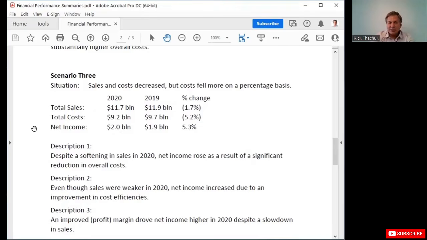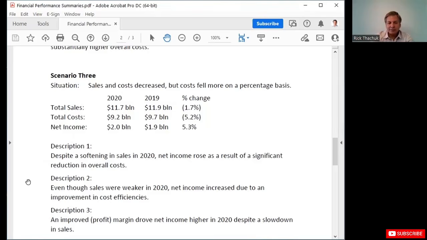Okay, so this is a different scenario than we have seen in the prior two scenarios. How can we describe this in one sentence? Well, description number one, we can say, despite a softening in sales in 2020, net income rose as a result of a significant reduction in overall costs. So we saw this expression, a softening in sales, as a way to indicate sales going down. Despite gives us the indication that we are about to say something contrary to what you might expect. So here the expectation is if sales softened in 2020, you might expect that net income was down because sales were down. But in fact, that's not the case. It was the opposite. Net income rose as a result of a significant reduction in overall costs. So that one sentence describes very well scenario three.